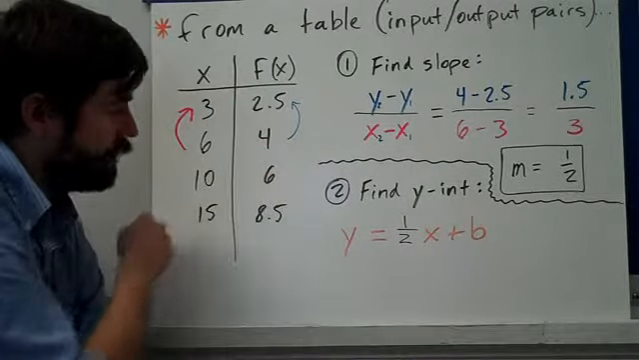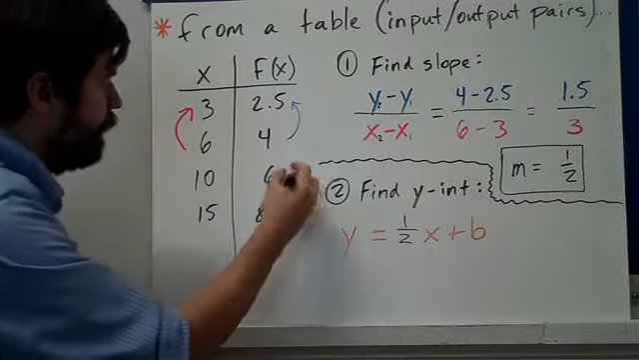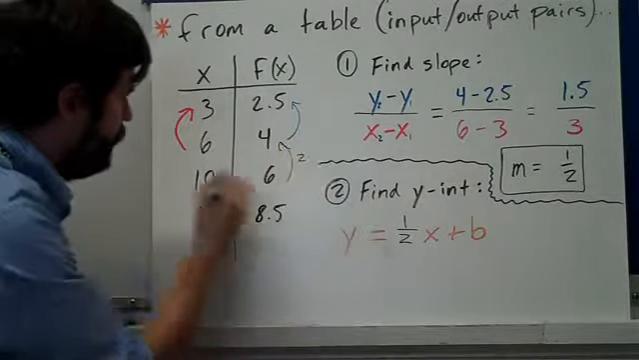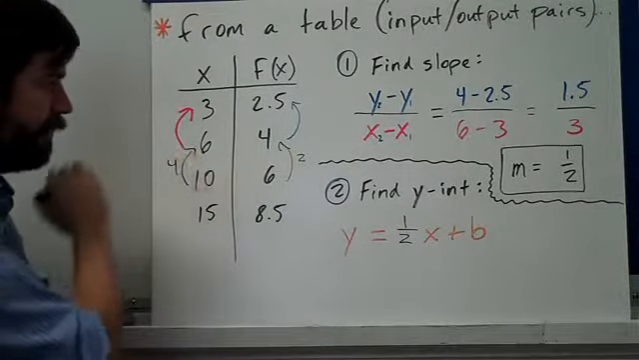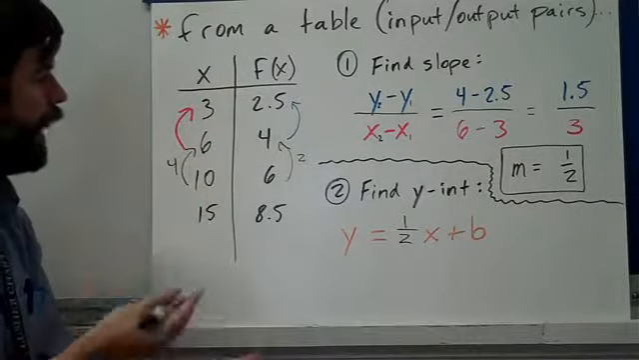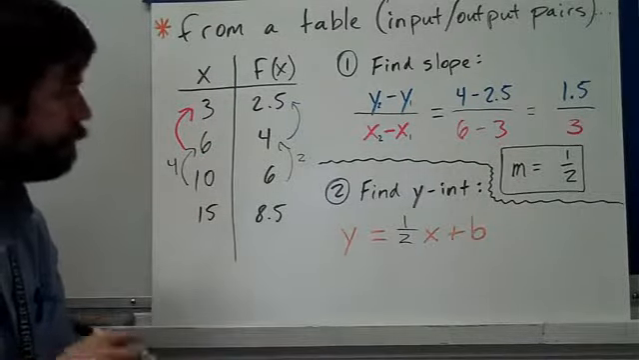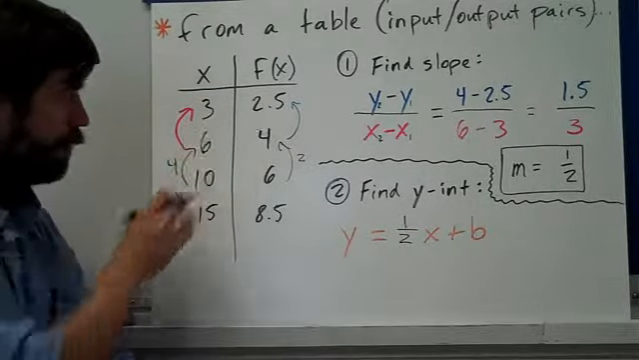6 minus 4 is 2, 10 minus 6 is 4, and let's draw that out. That's 2. And that's 4. 2 over 4 is 1/2. You see, so the slope is going to be 1/2 no matter which 2 points we choose. Okay, so back to this. We can pick any input-output pair we want.